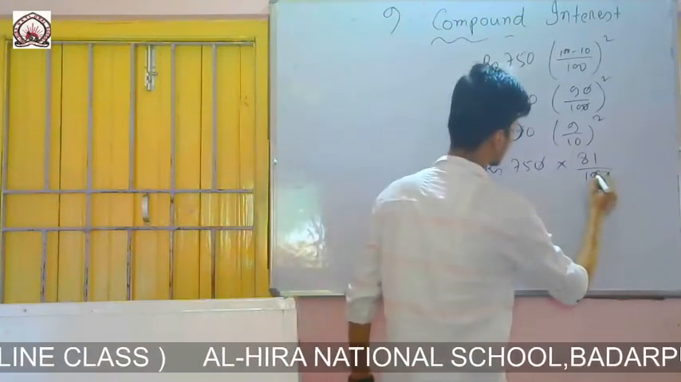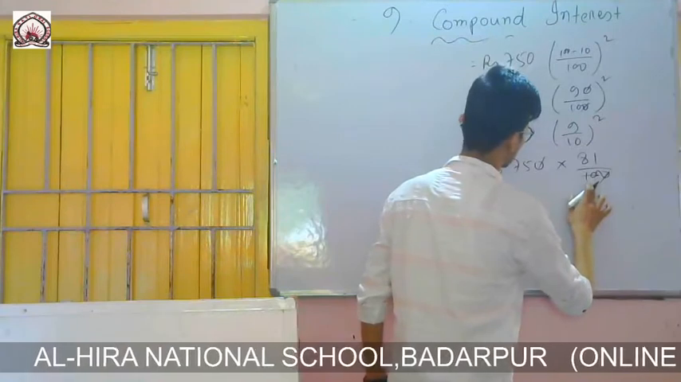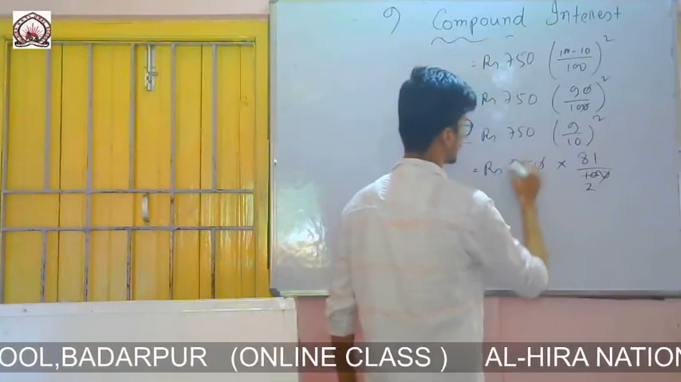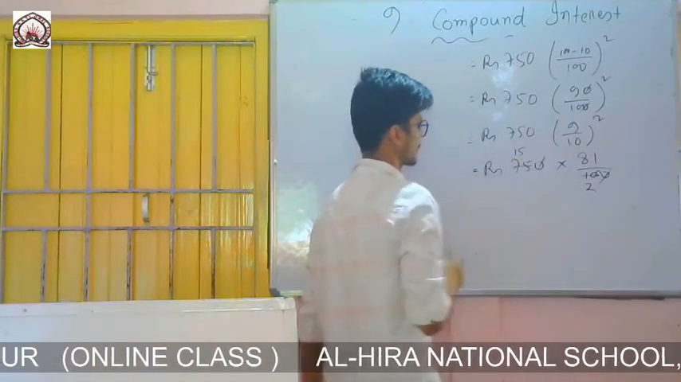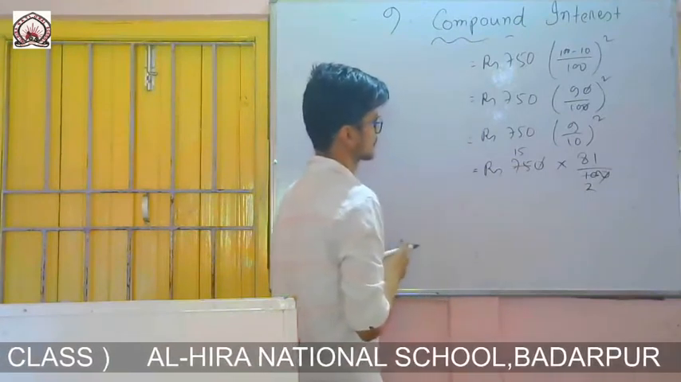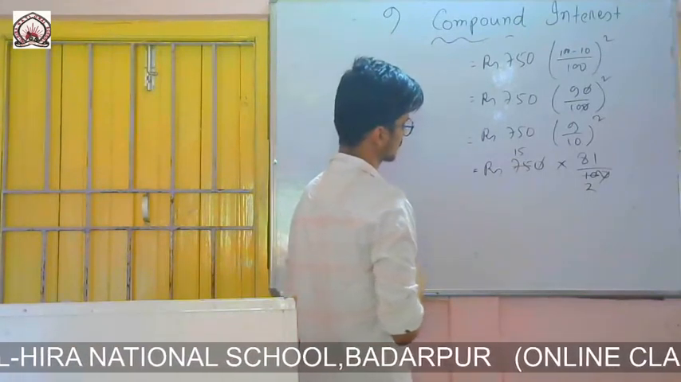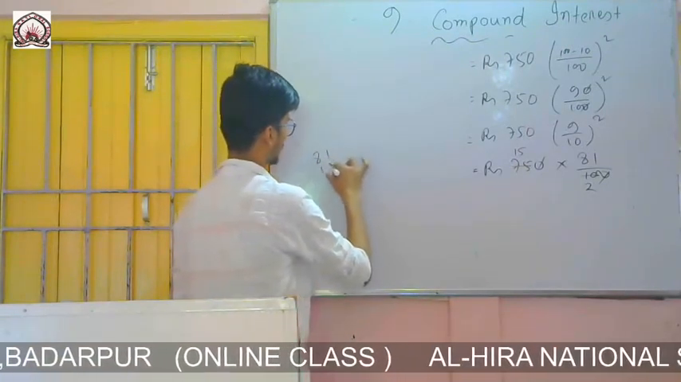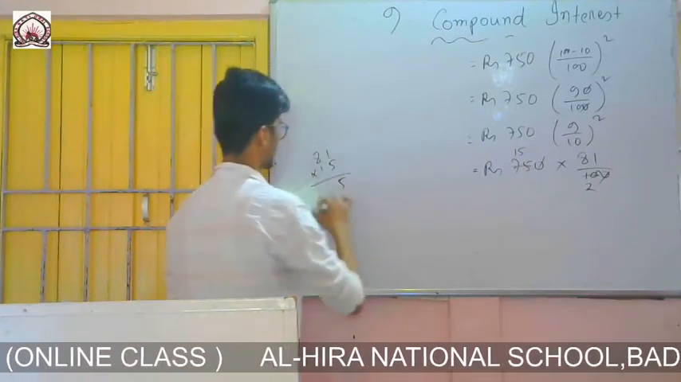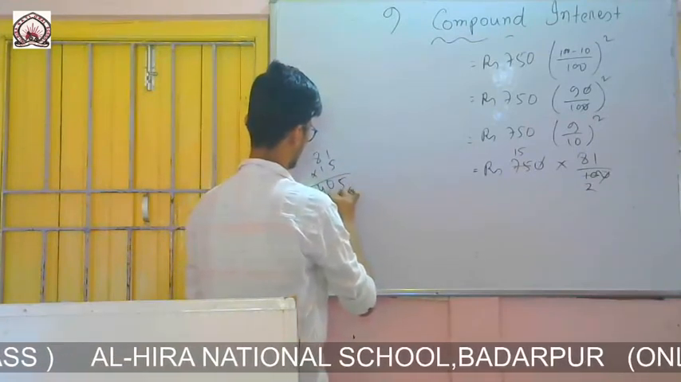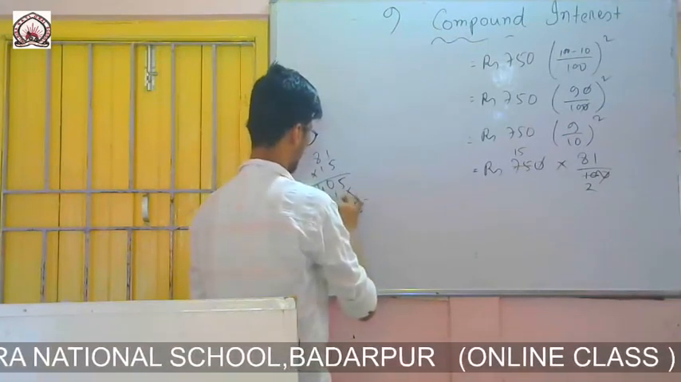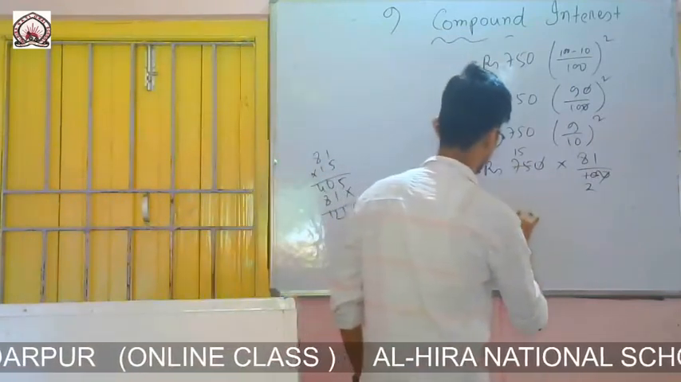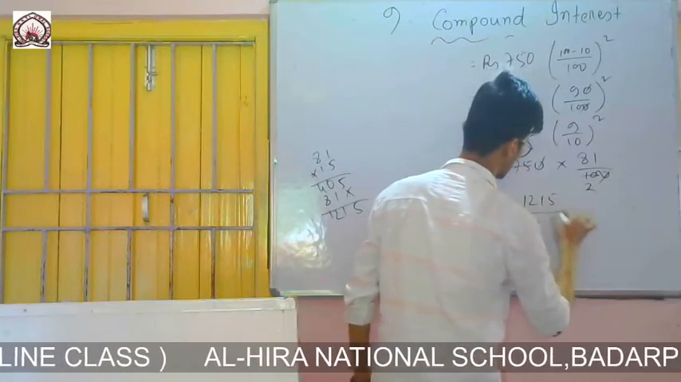Okay, we can cancel it more with 5. Yes, we can cancel with 5. 5 twos are 10, and 5 fifteens are 75, I think. Yes. So 15 into 81. So simply we will multiply 81 by 15. 5 ones are 5, 5 eights are 40. Then 1 into 81, it is 81. 5, 1, 8, 9, 10, 11, 12. So rupees 1215, and there is 2 left, so I will divide it by 2.